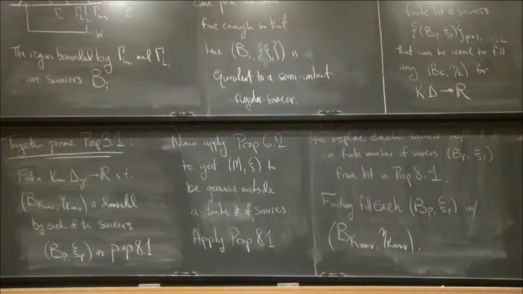So we can fill each with a collection of B sub k's, eta sub k's, but we have no control on the size of k we need to use.